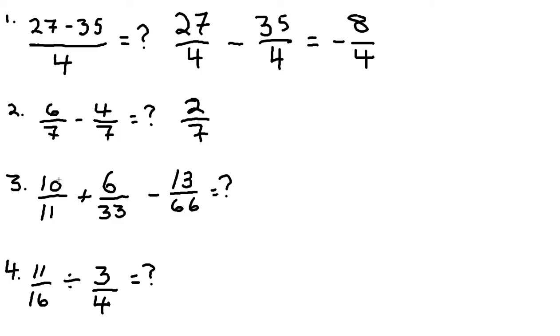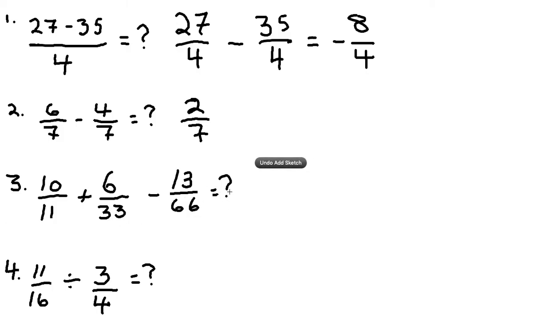Number 3, we have 10 divided by 11 plus 6 over 33 minus 13 over 66. So this one's slightly more complicated. It has a little bit more steps, but not too bad. All we're going to do is multiply through. So we're going to go ahead and use that law when it comes to adding fractions. They do not have the same denominator, but keep in mind what we want to do is have everything in the bottom. Our goal is going to be to have all of these be the same.